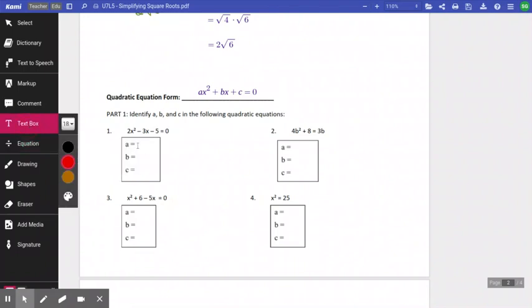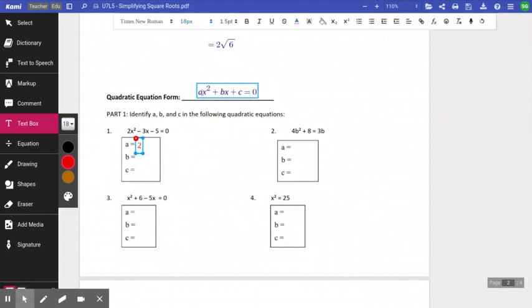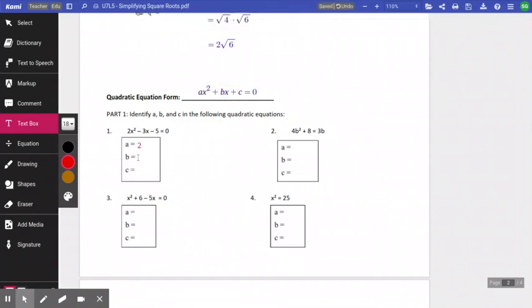Well, A is going to be the number 2. Sometimes people want to say 2x squared. A is just the number in front of x squared. So we're just going to say 2. B is the number -3. Make sure you don't forget that negative sign. And then C is that number -5.